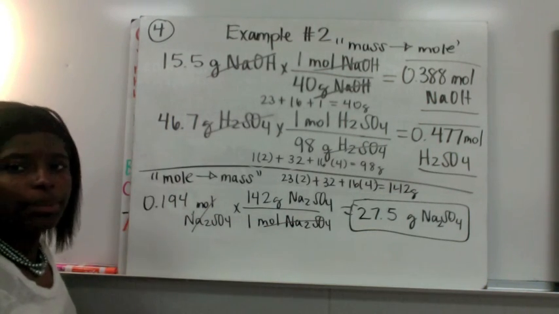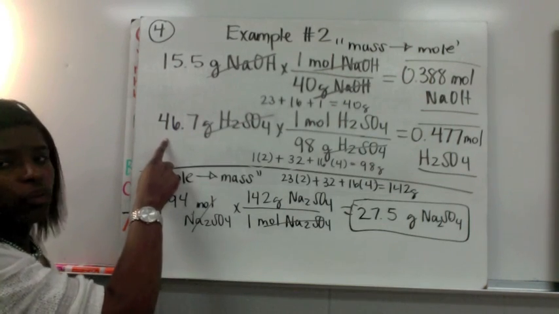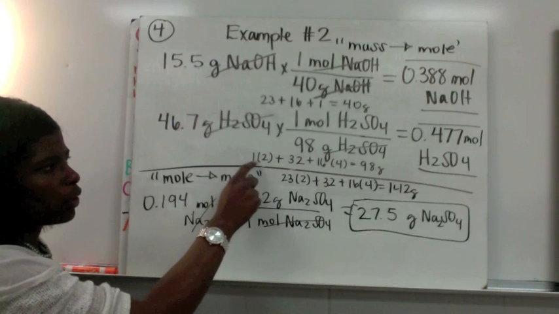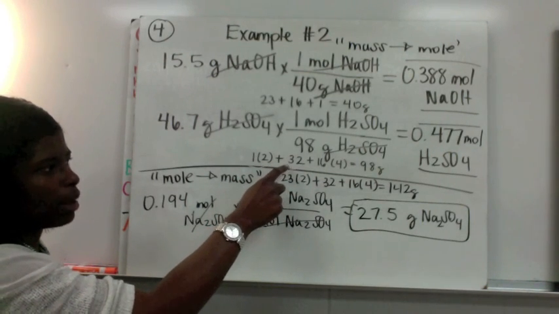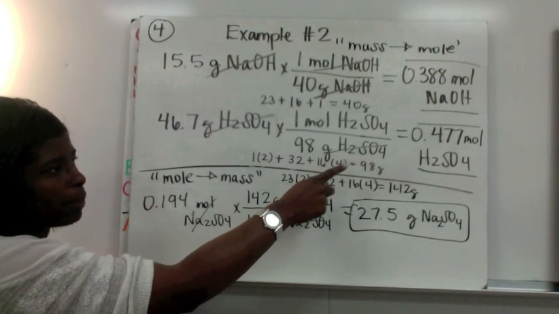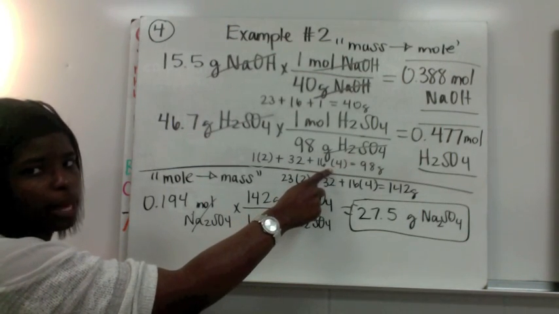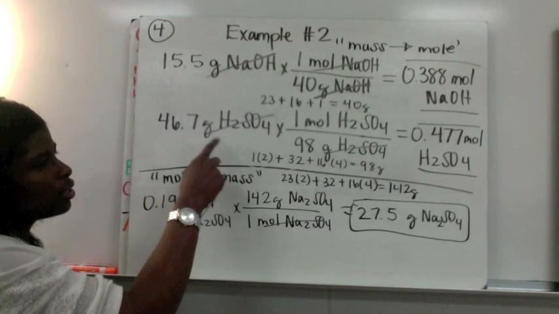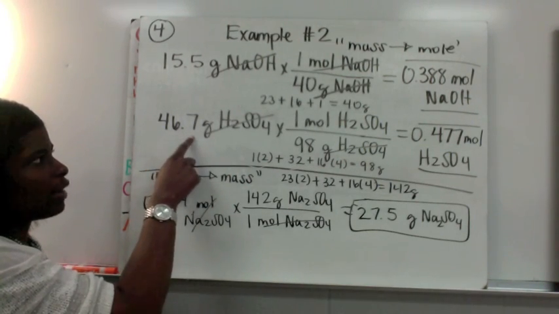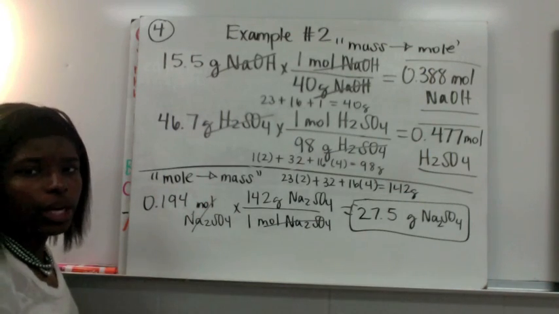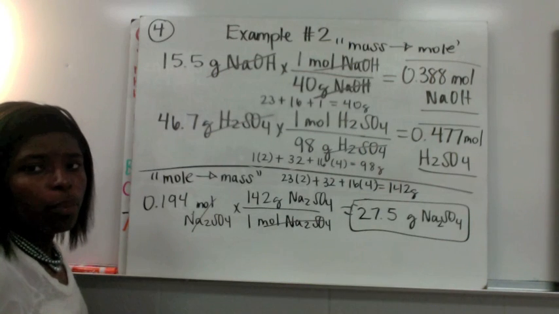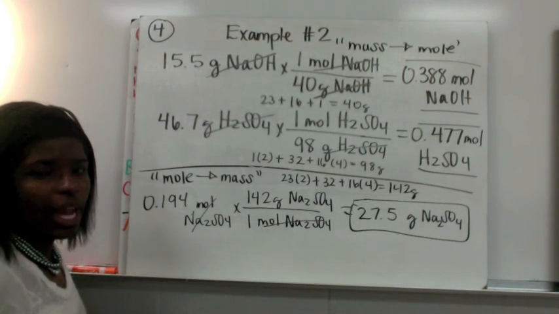So now we need to do the same thing for sulfuric acid. So it gave you 46.7 grams. You need to find the molar mass. So you have 2 hydrogen, 1 times 2. Sulfur's mass is 32 plus 16 for the mass of oxygen, but you have 4 oxygen, so you multiply by 4. That gives you 98 grams. So the grams per sulfuric acid cancels. So 46.7 times 1 mole, because that's what you want your answer in, divided by 98. So that gives you 0.477 moles of the sulfuric acid.